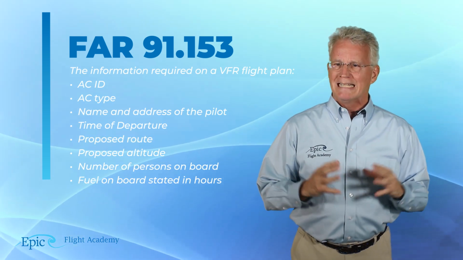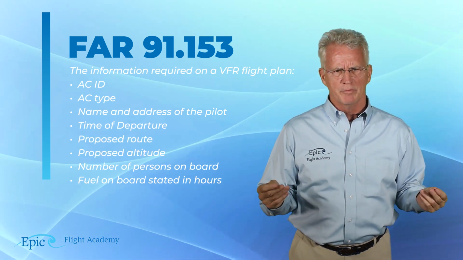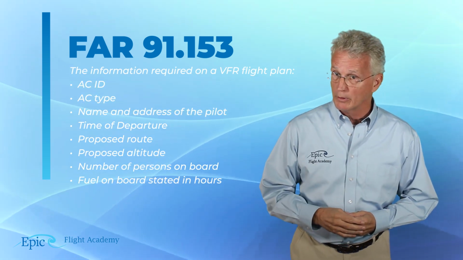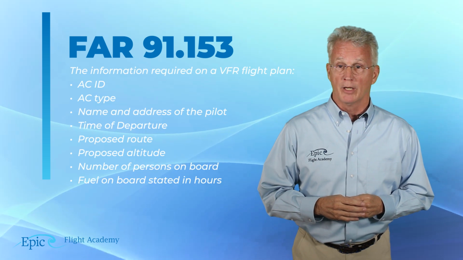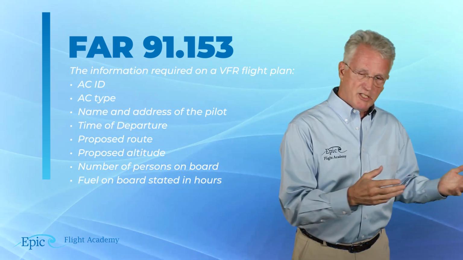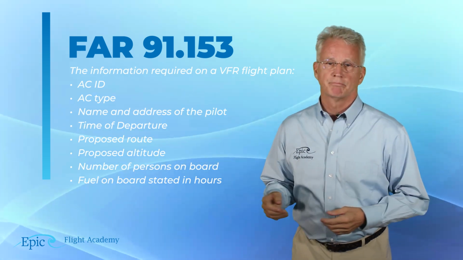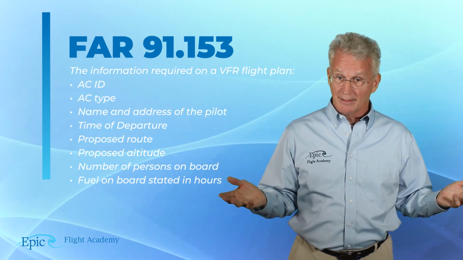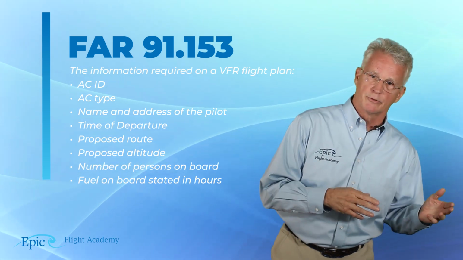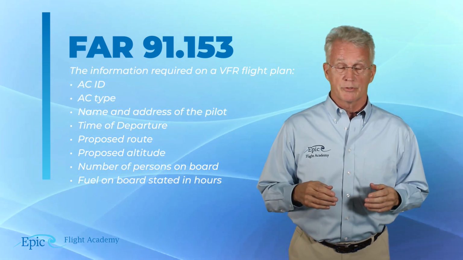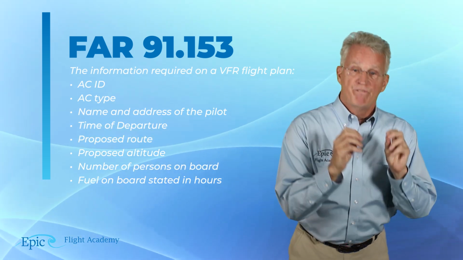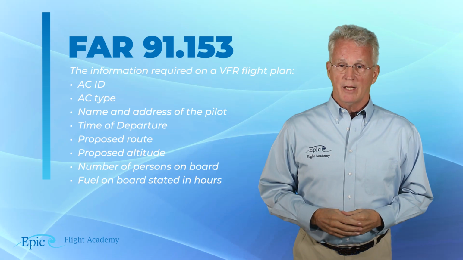Meanwhile, what is 153? It states the information required on a VFR flight plan and includes things such as the aircraft ID, the aircraft type, name and address of the pilot, time of departure, proposed route, proposed altitude, and the number of persons on board, and fuel on board stated in hours.